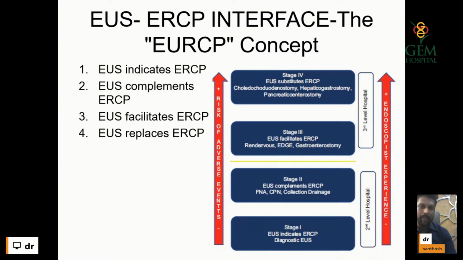Fourth is EUS replaces ERCP. Once ERCP cannot be done, then EUS can be used as a modality. With each stage, the risk of adverse events is higher. The diagnostic EUS followed by ERCP has a lesser risk compared to stage 4, where EUS is used as a substitute for ERCP. Also, the level of competency needed to perform both modalities is higher when you reach the fourth stage.